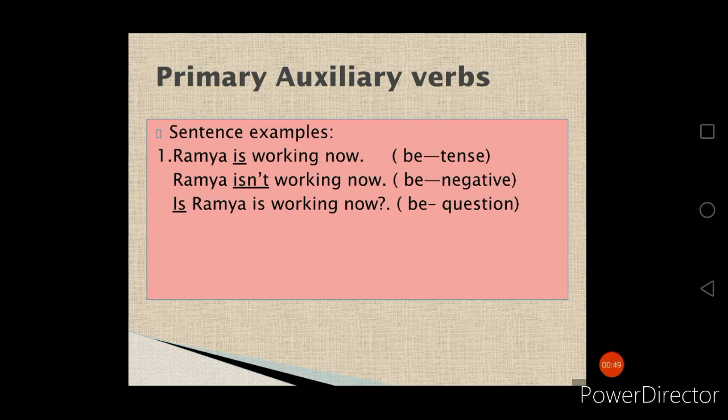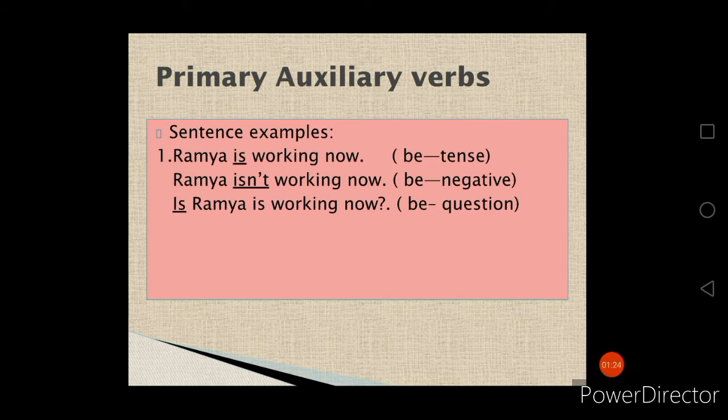For example, the same sentence like this: "Ramya was working yesterday." Here in this sentence, the helping verb "was" refers to the past tense. Okay students, the next one is "Ramya is not working now." Here in this sentence, the be verb is used to form the negative sentence. See the next one, "Is Ramya working now?" It is a question, right? So this be verb is also used to ask the question.